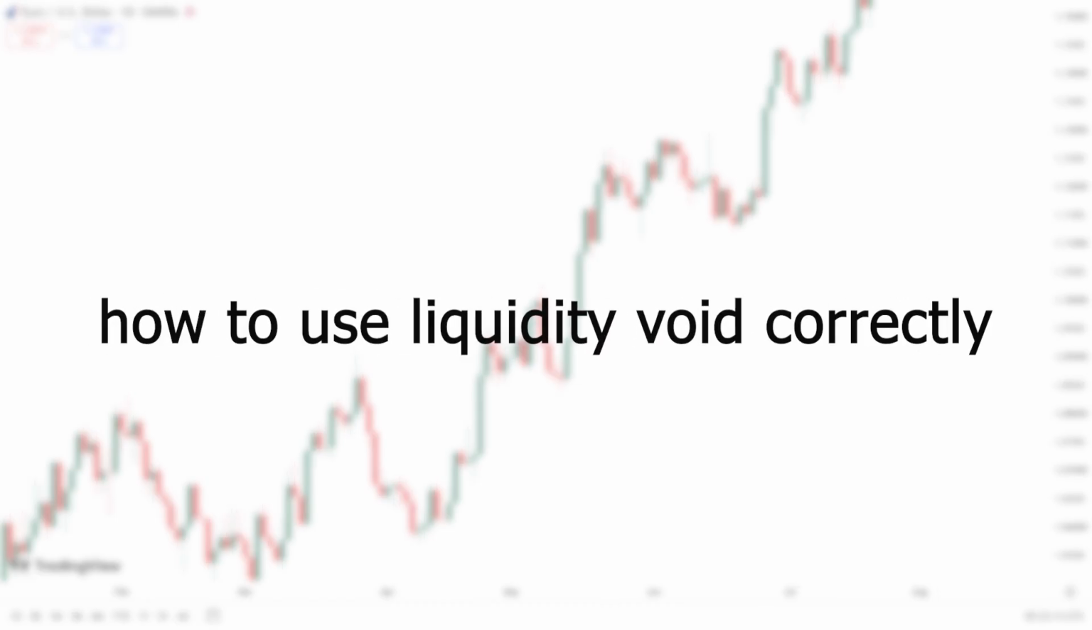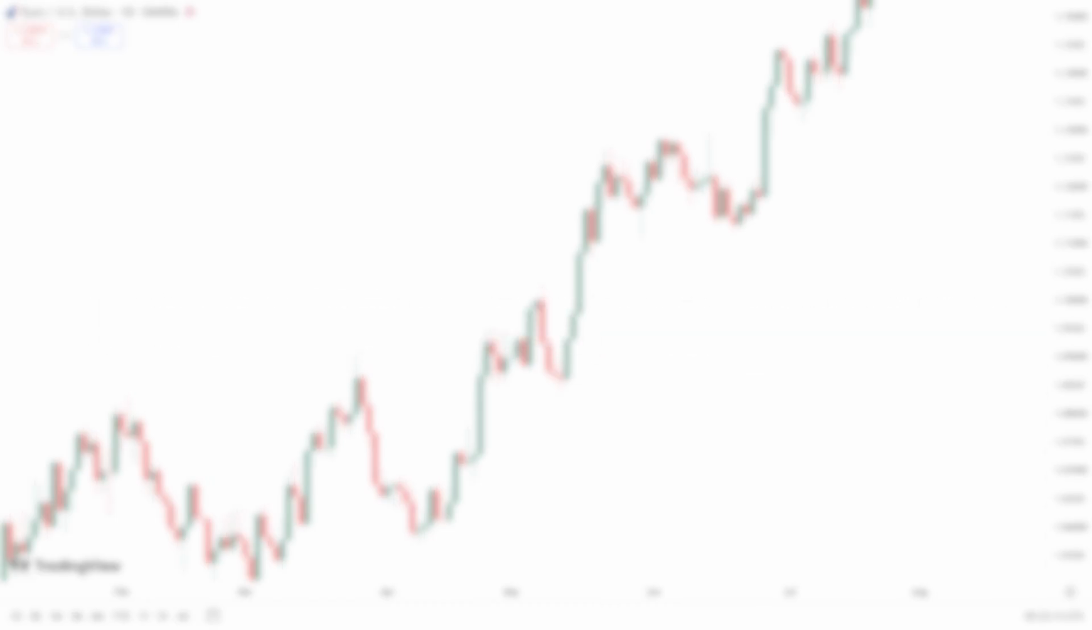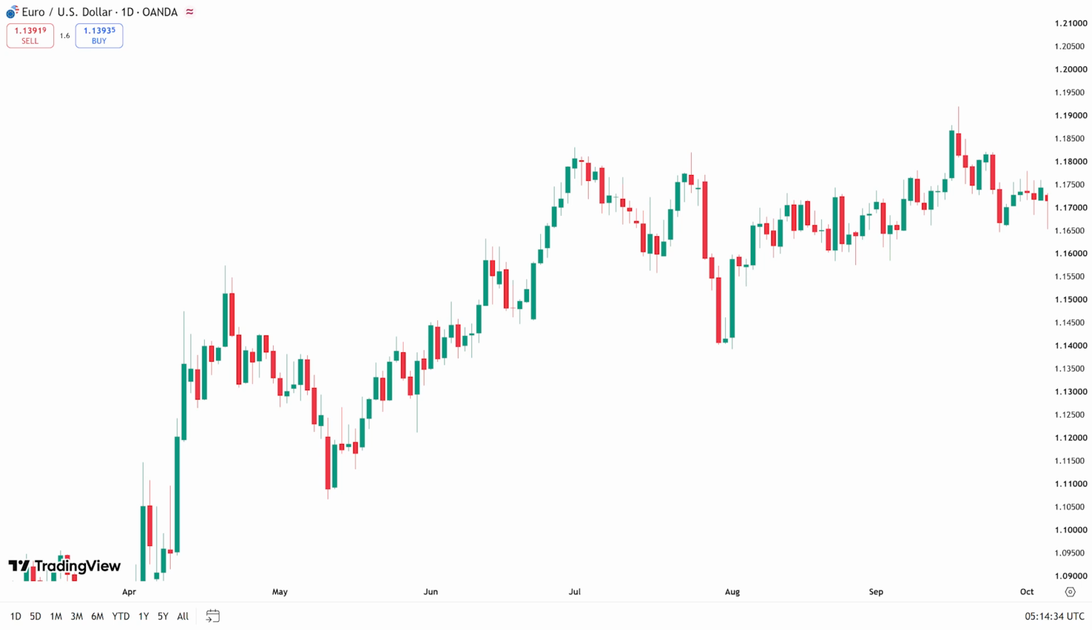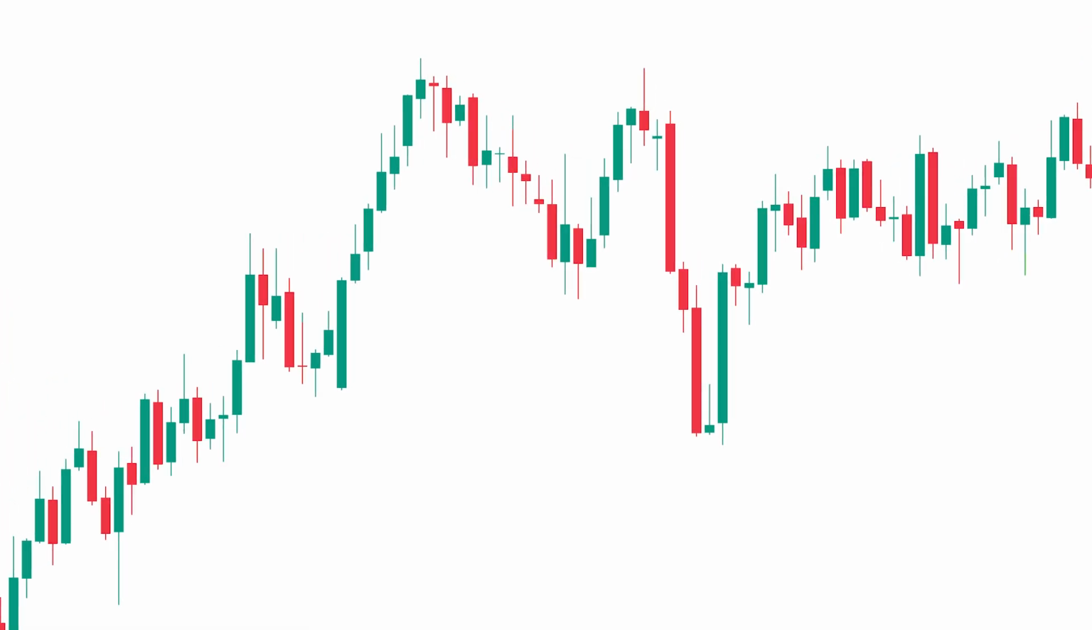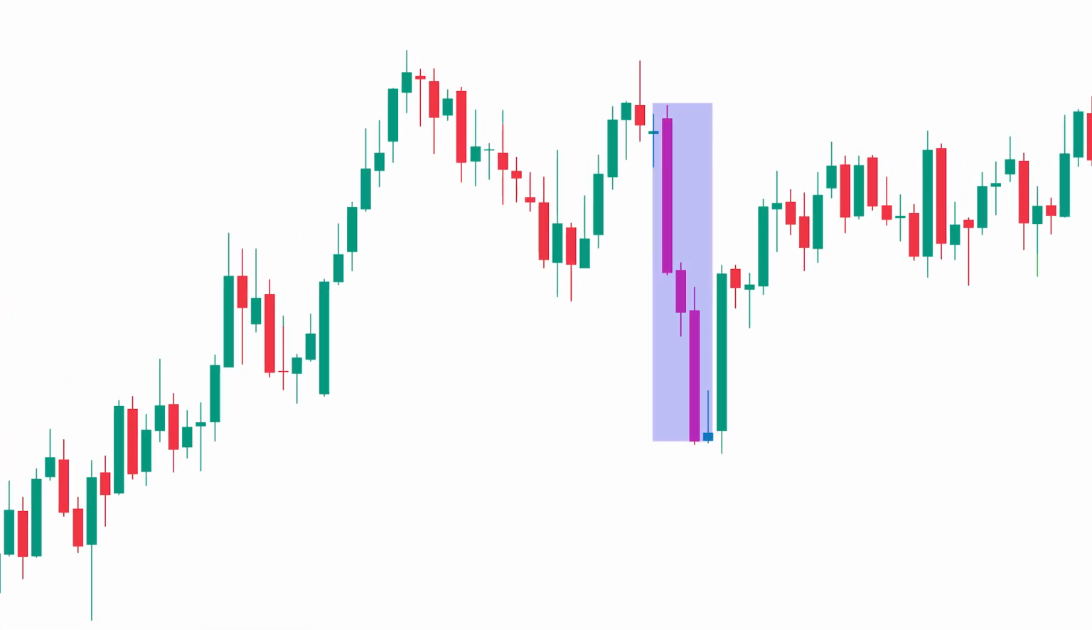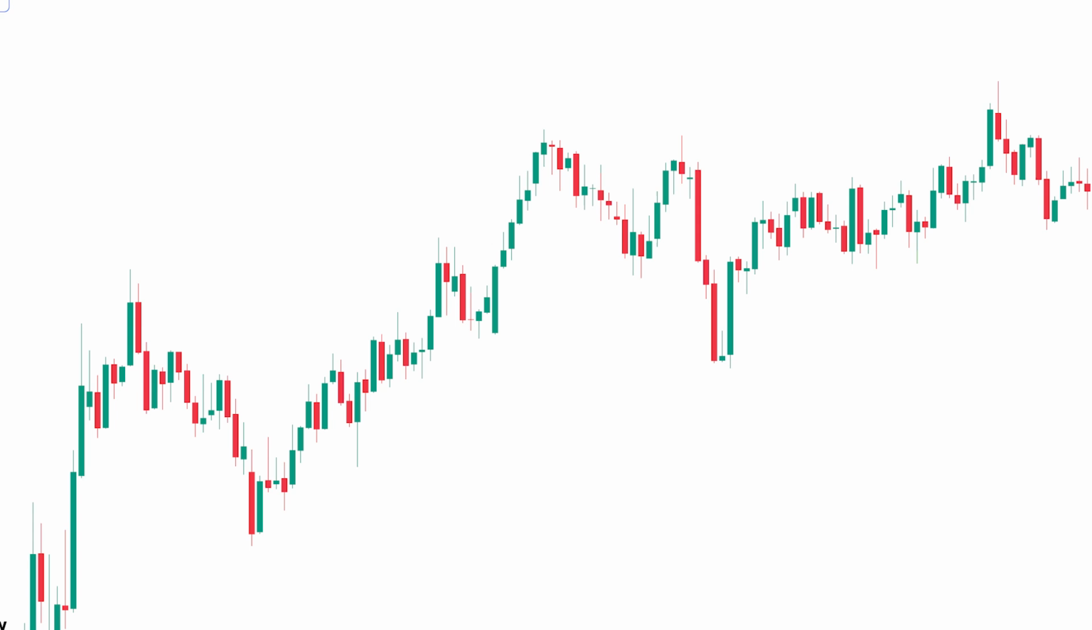How to use liquidity voids correctly. So, how should you actually use a liquidity void? The answer is simple. Use it as context, not as a trigger. When you identify a liquidity void, don't rush into a trade. Instead, recognize that the market has revealed something important. It has shown where strong participation entered and where price moved with urgency. Then, wait. Let the market give you more information.